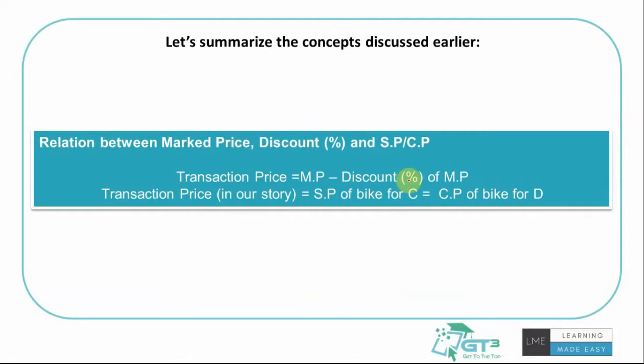Just to summarize this formula again, the transaction price, sort of to remove the confusion, we call this the transaction price, is mark price minus discount percentage of mark price. Once I know the transaction price, in our story, that's the selling price of the bike for C, because C is selling at the price of 1800 rupees to D after giving the discount, and that's the price at which D is buying it. That's why it's the cost price of the bike for D, right?